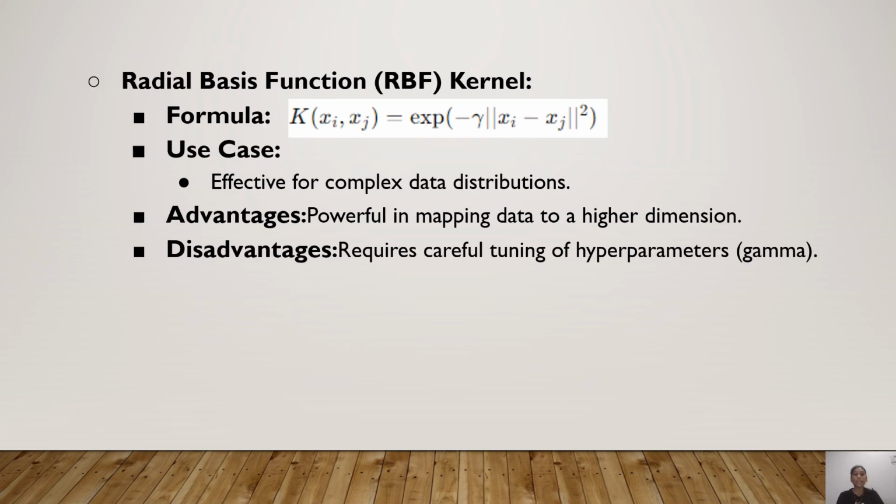Now, let us see the radial basis function kernel. The formula for this is k of x_i, x_j equals exponent of minus gamma times the norm of x_i minus x_j, whole squared. Use case: effective for complex data distributions. The advantage is that it is powerful in mapping data to a higher dimension. The disadvantage is that the radial basis function requires careful tuning of the hyperparameter, that is gamma.